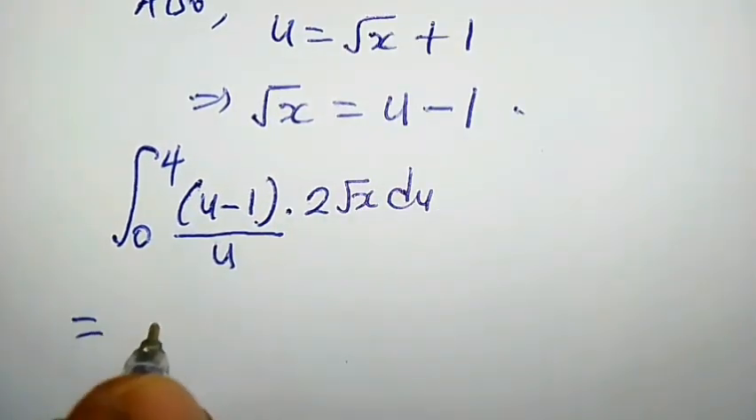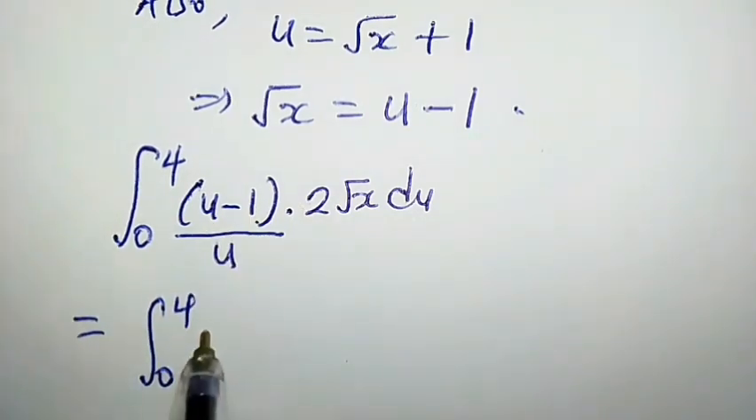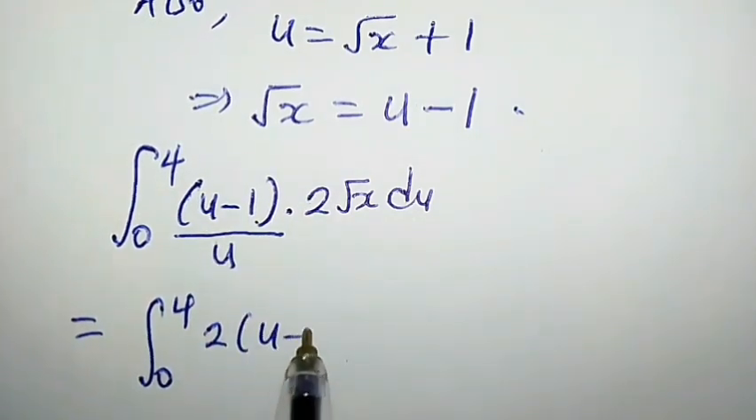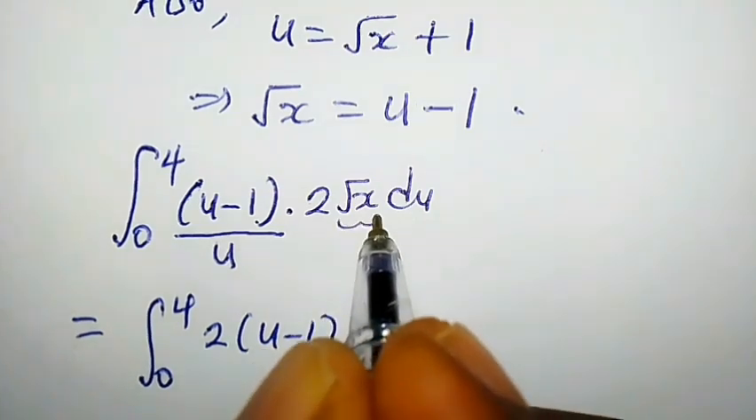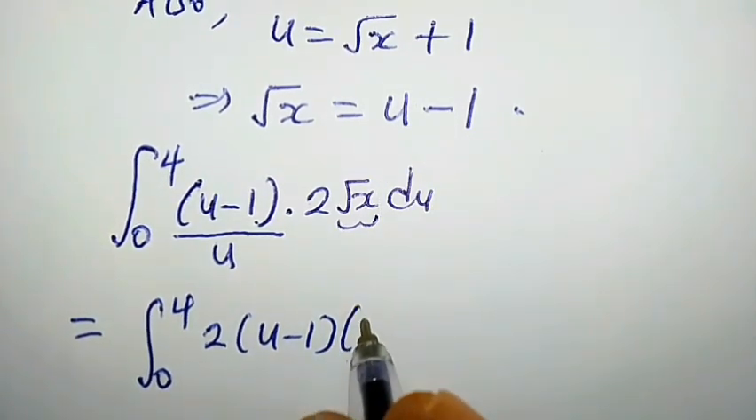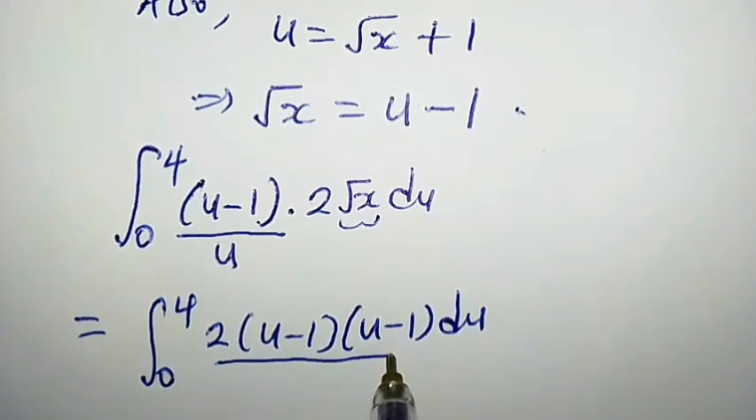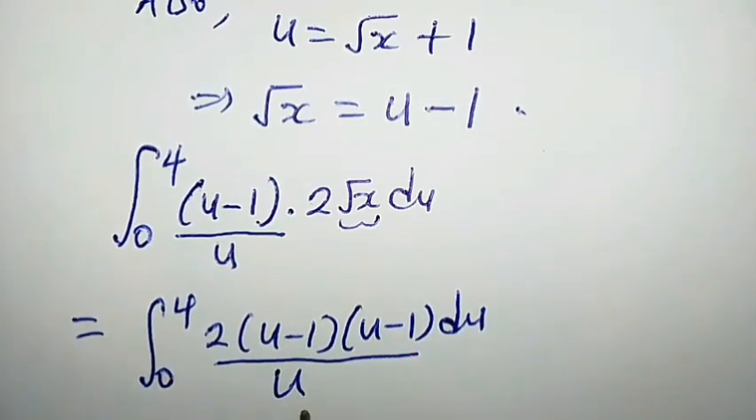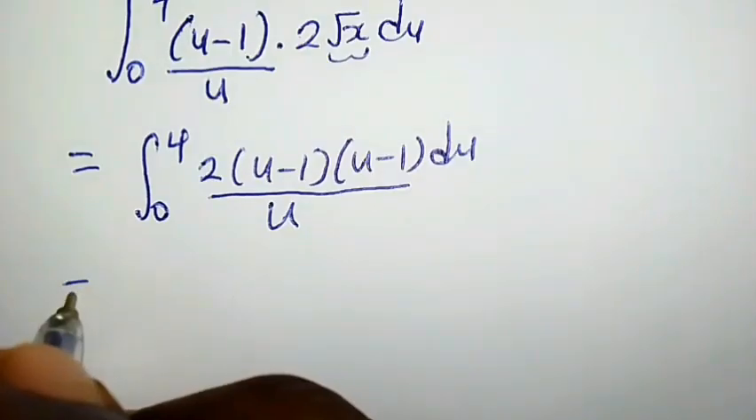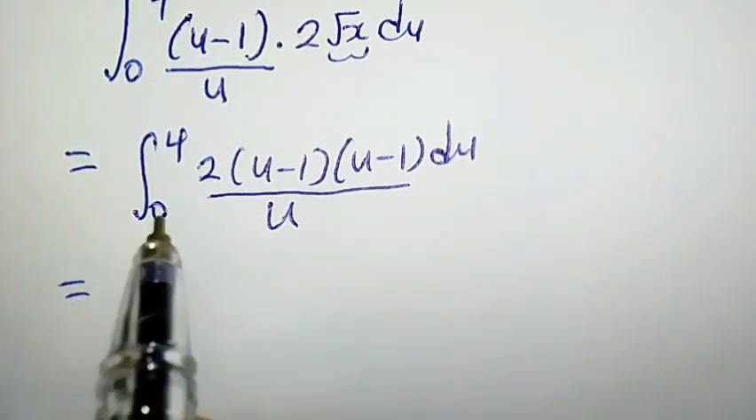This is equal to integral from 0 to 4, 2 times u minus 1, that is 2 into u minus 1. What is square root of x? Square root of x is simply u minus 1. So we have u minus 1 times du, everything over u. Let's proceed further. This is equal to, it is possible to pull out 2 since 2 is a constant.